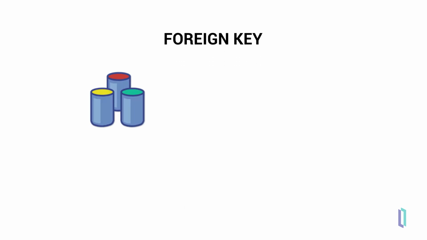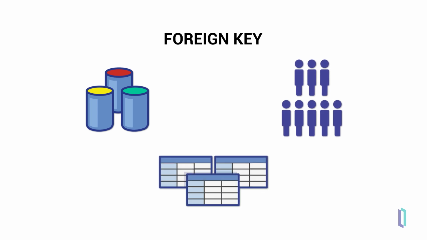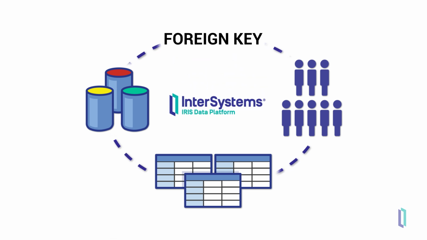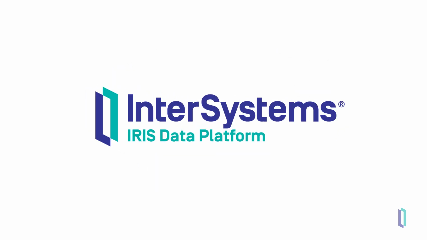Ultimately, foreign key constraints are crucial for enforcing the rules that maintain the integrity and reliability of database relationships. Managing these constraints thoughtfully within InterSystems IRIS helps maintain a stable, reliable, and consistent database environment.